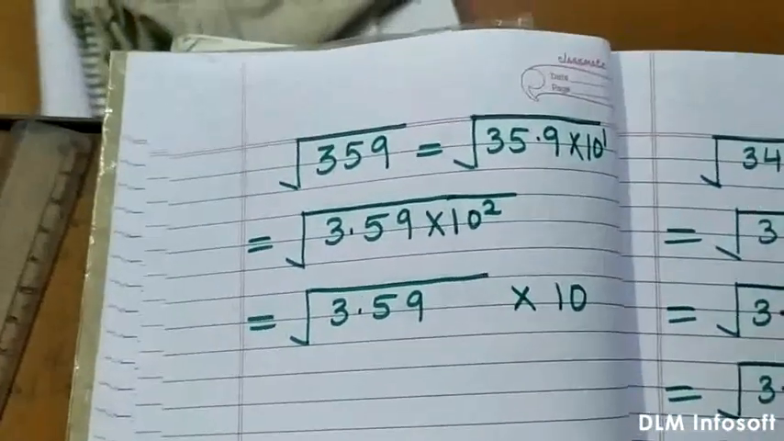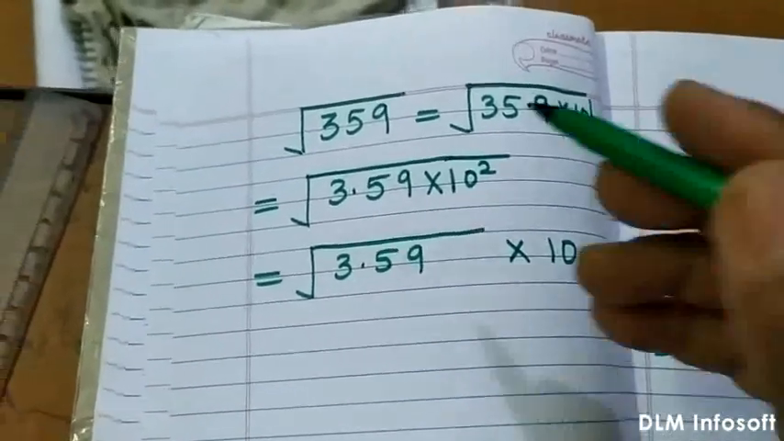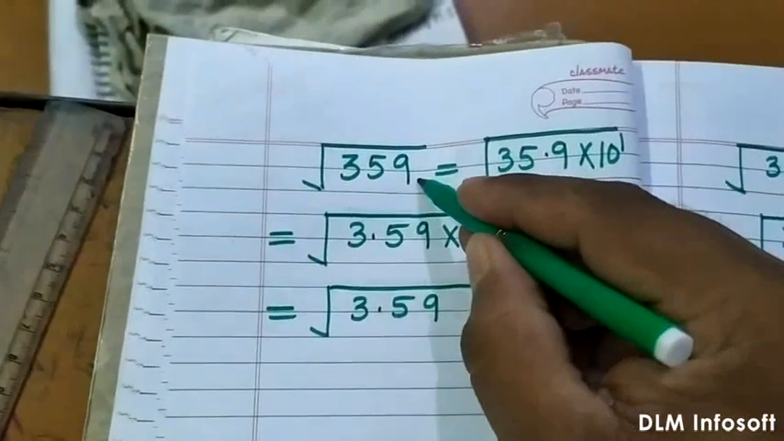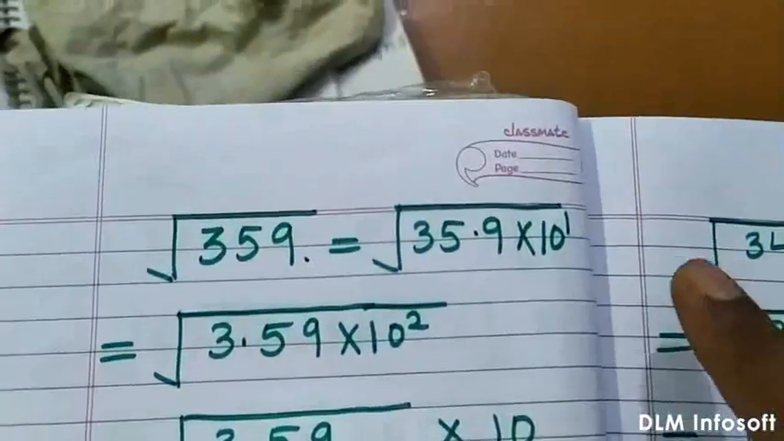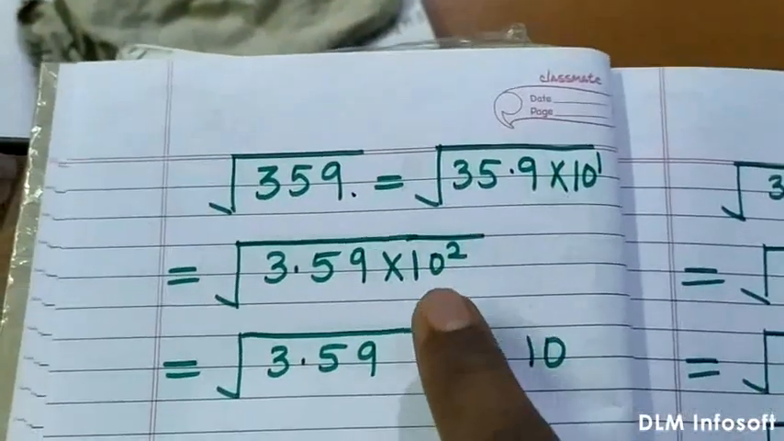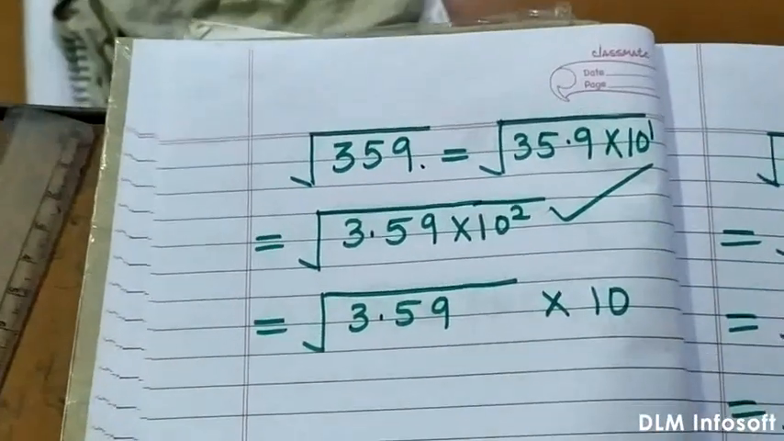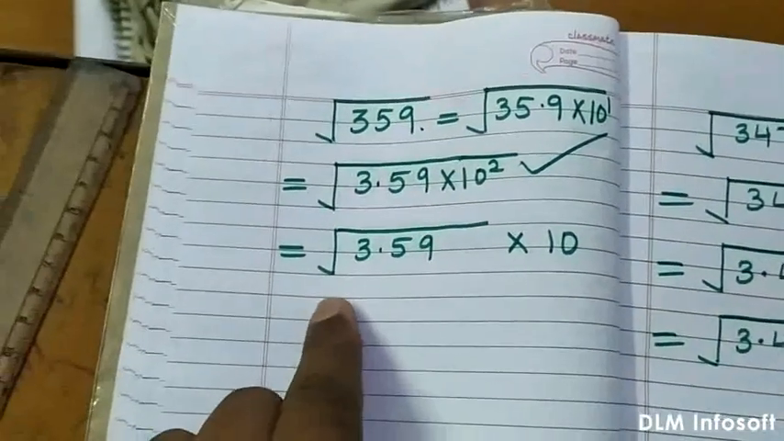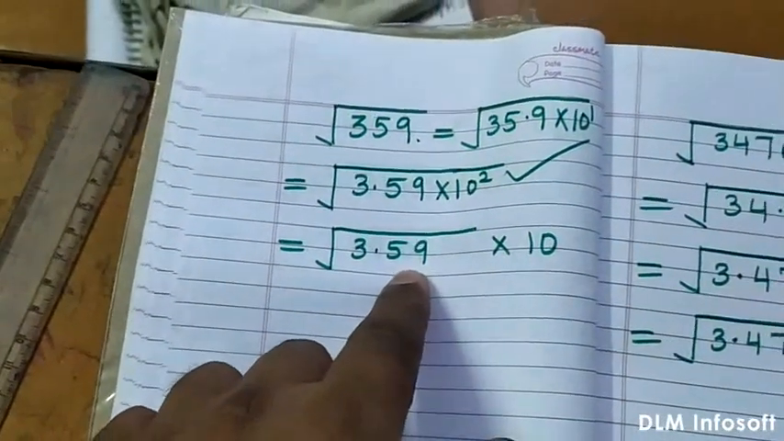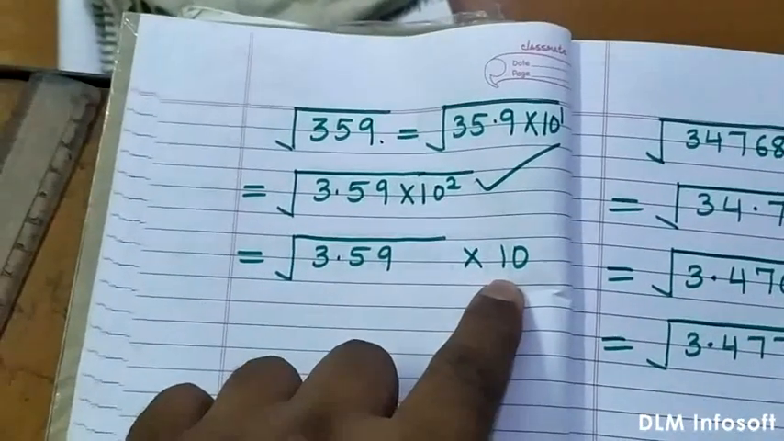If you see 359, where is the decimal point? The decimal point is not here, so the decimal point will be just after the unit place. When you move one place, it will be 10 की power 1. When you move two places, 10 की power 2. So we will change it in this form, because here the power is an even number. Now in the next step you can write square root of 3.59 times 10 square, and the square root of 10 square is 10.